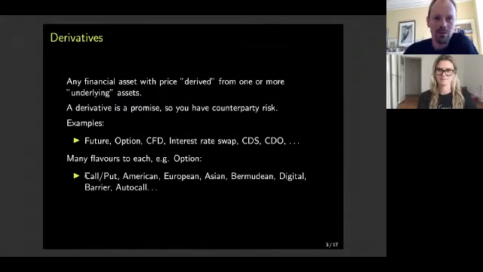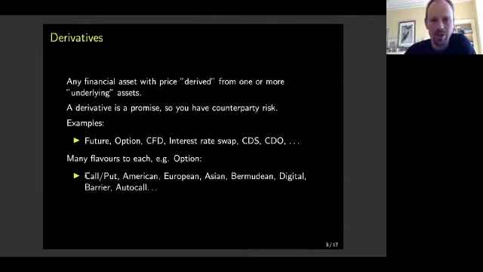So first of all, a derivative is effectively any financial asset where the price is derived from one or more underlying assets. So think of a future or an option where the price directly depends on an underlying, or you can think of other derivatives. For me, it's really important, which Tamlin already said, that a derivative is a promise, and when someone gives you a promise, you have to trust them. So you have this thing called counterparty risk, which is the risk that whoever gave you the promise actually won't have the money when the time comes to pay up.